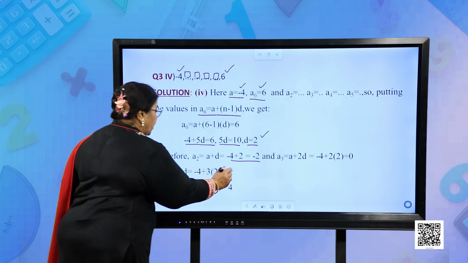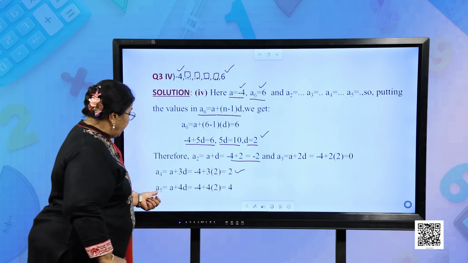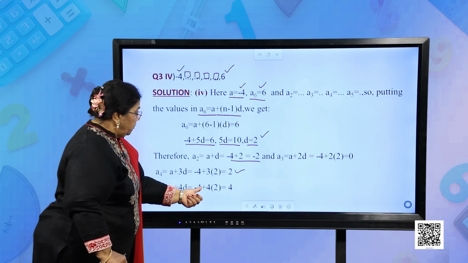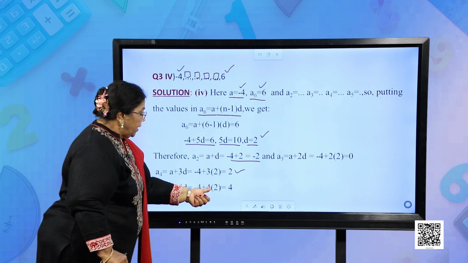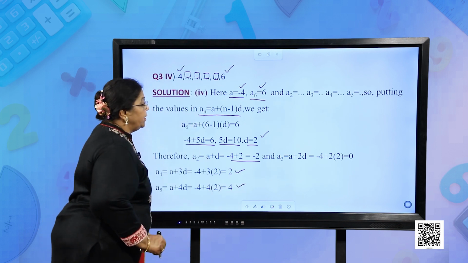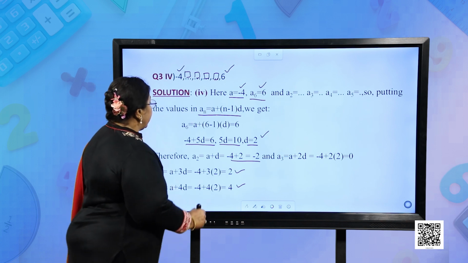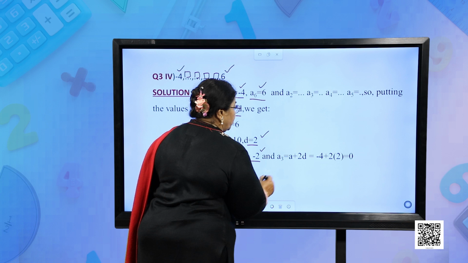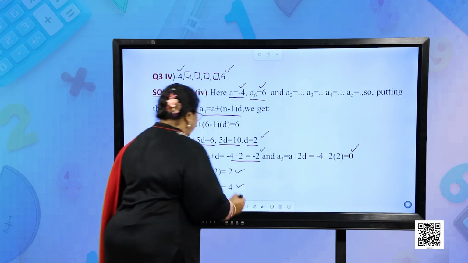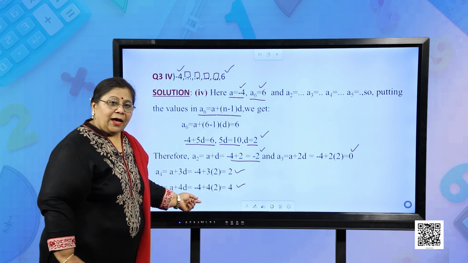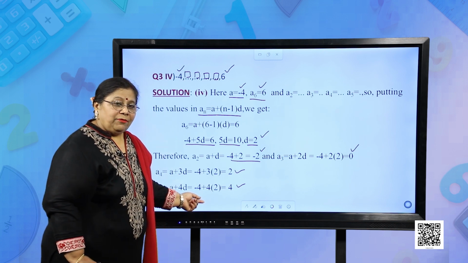It is 2, and fifth term, that is A plus 4D. A is minus 4 plus 4 into 2, 8 minus 4 is 4. So, we have calculated the values for the boxes. Second term is how much? We got second term as minus 2, third term as 0, fourth term as 2 and fifth term as 4. I hope it is clear. Shall we go to the next question?